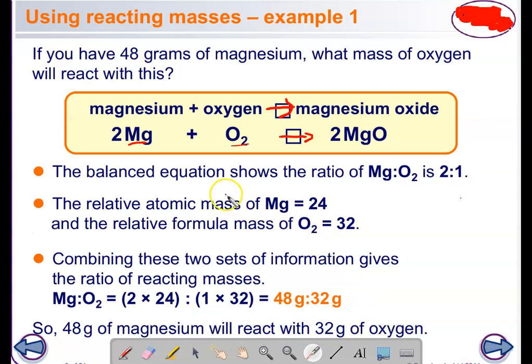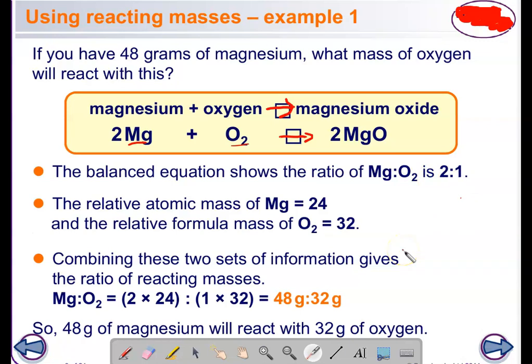Okay, so go through the steps: write your balanced equation, write the ratios, and then go ahead and write your relative atomic masses, convert that into the ratio, and go on to work out the mass that is required. Okay, so we have our 2 moles of magnesium reacting with 1 mole of oxygen.